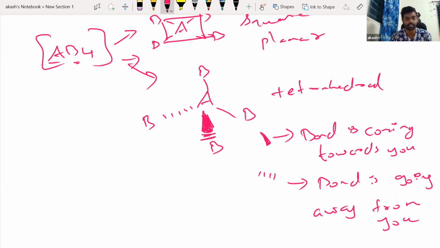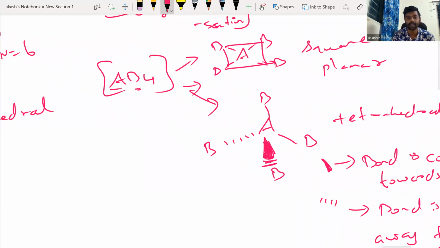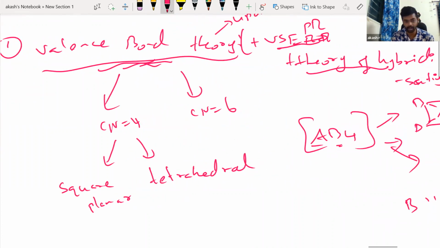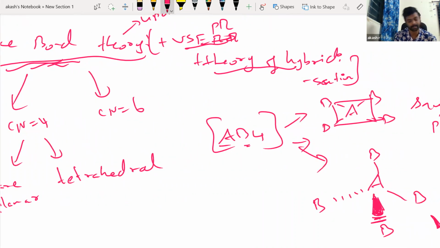I don't know during this pandemic whether you have gone to the lab or not, but you might have seen a tripod stand. One bond will be coming here, two other bonds will be going like this, and one will be at the top. That is what a tetrahedral structure is. So as I told, for coordination number 4, you can have two things, square planar or tetrahedral. For coordination number 6, there is only one shape possible, and that is octahedral.